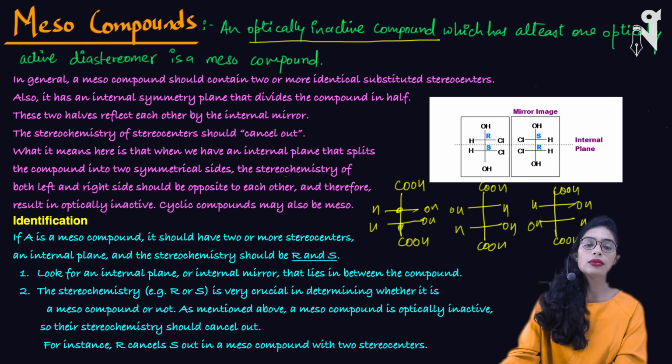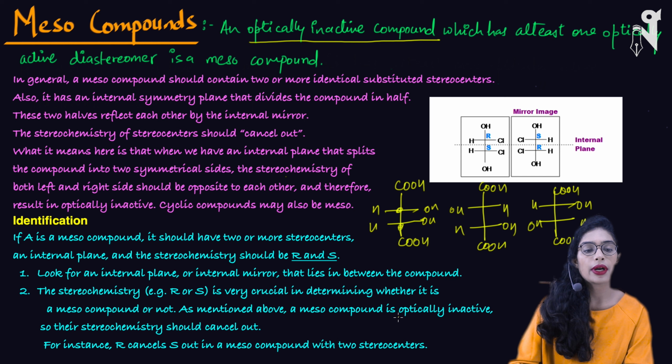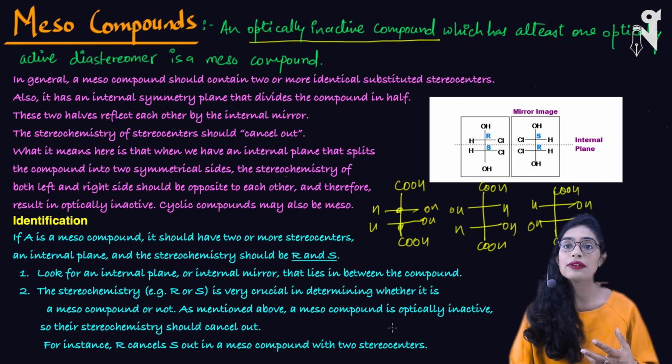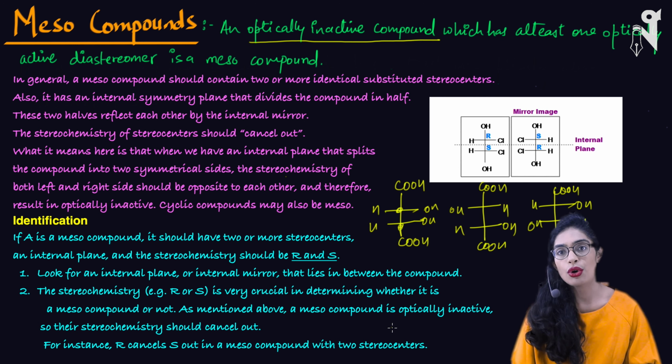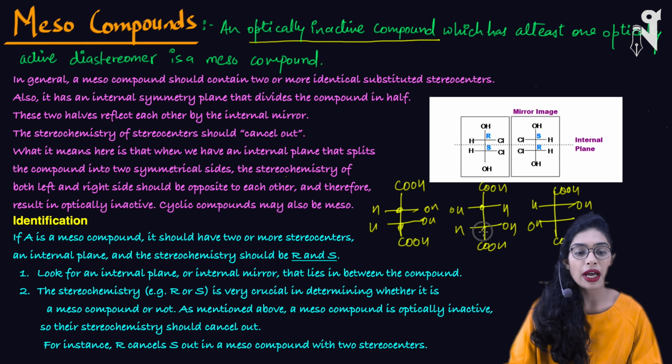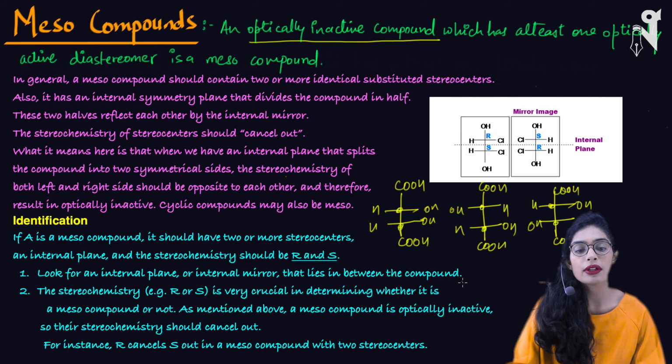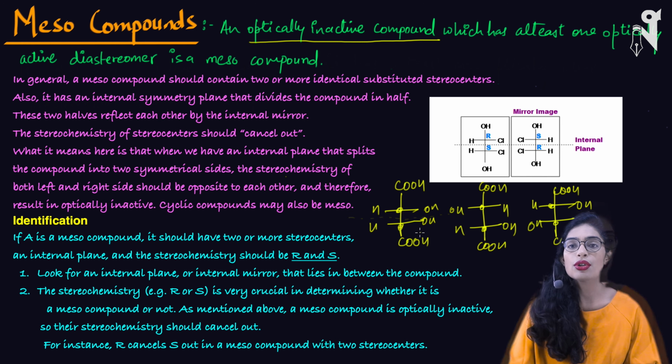Now what can I do? What will I do now? Just try to understand, to check the optical activity. What is the first thing we check? We check whether the compound has plane of symmetry and center of symmetry or not. So though they have the chiral centers over here, we have to check whether they have plane of symmetry and center of symmetry or not.